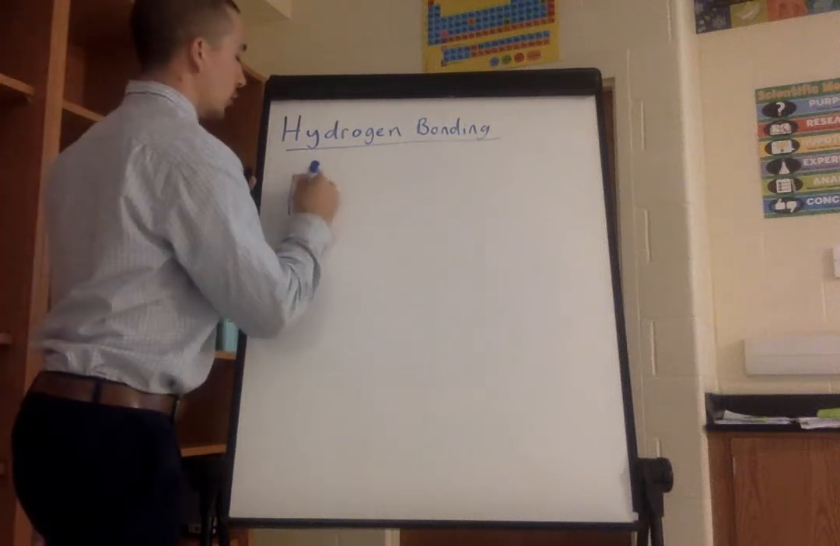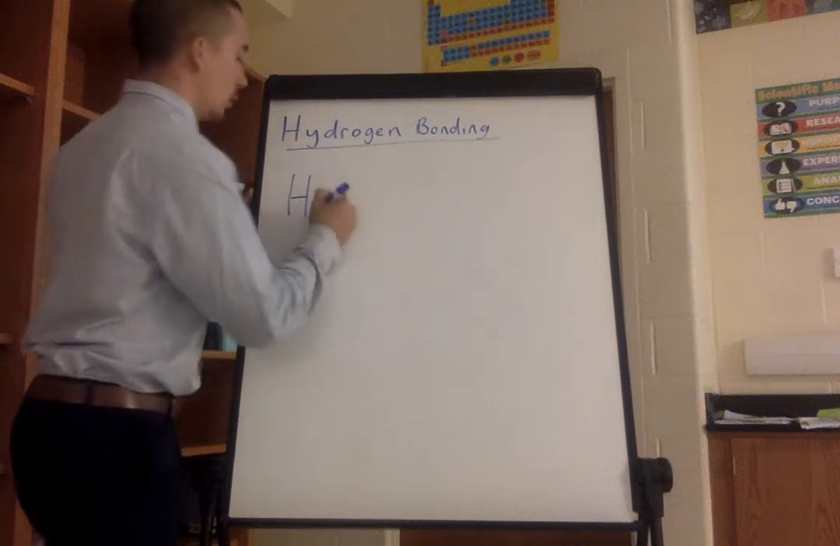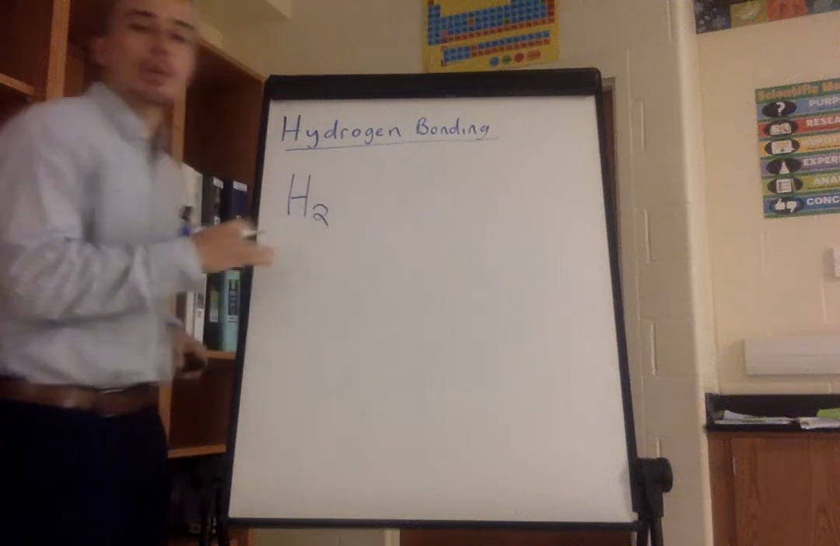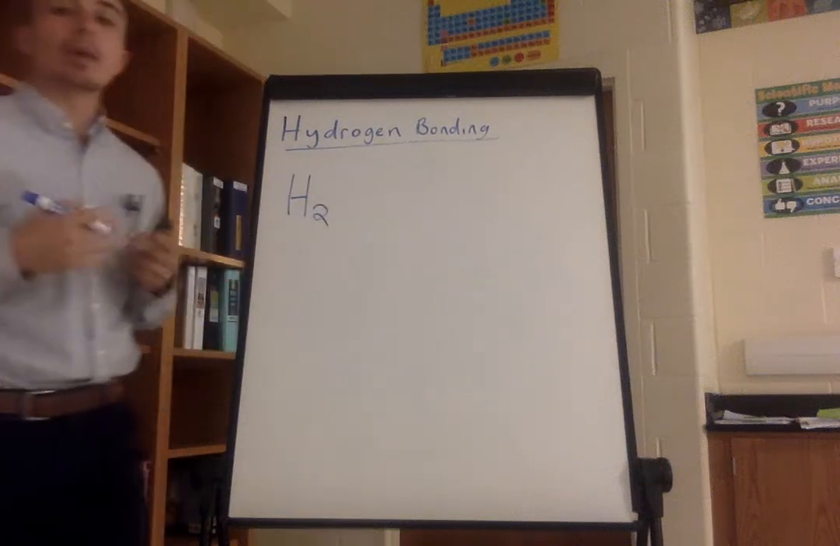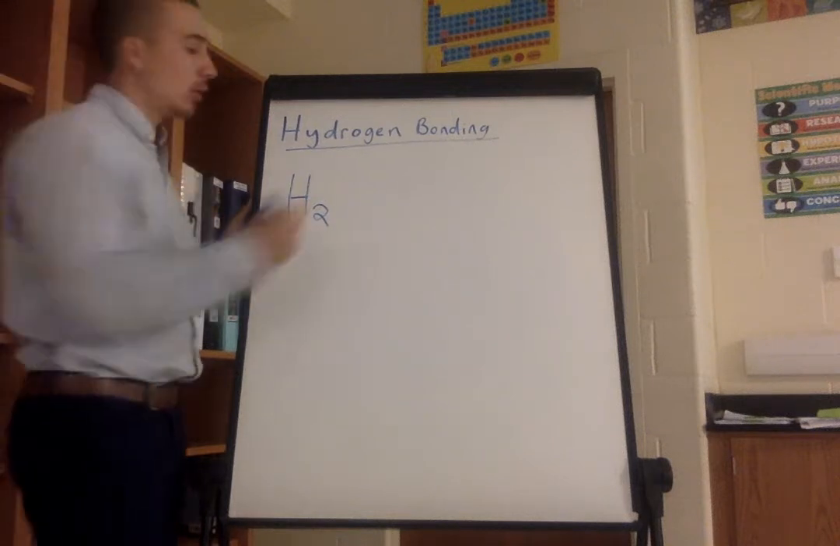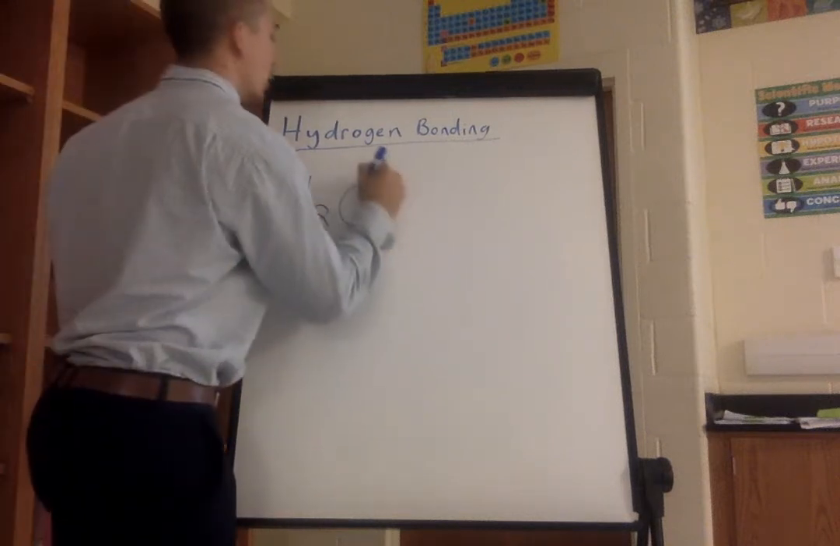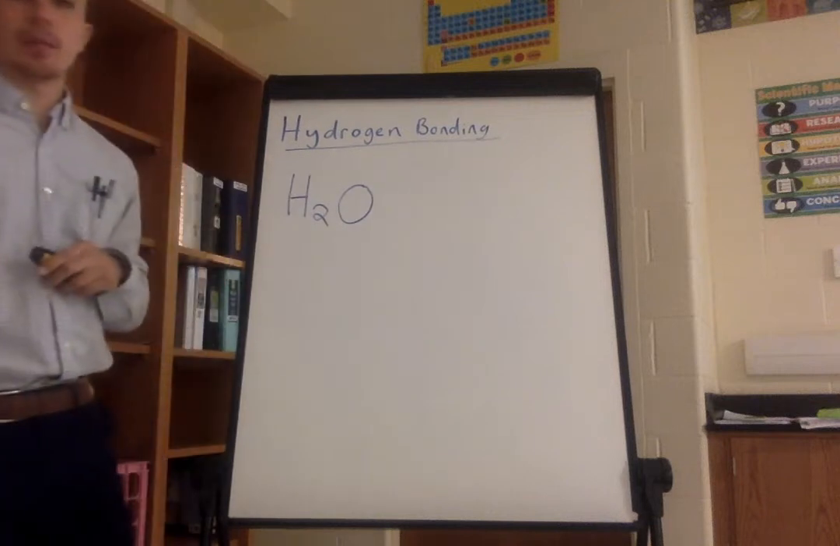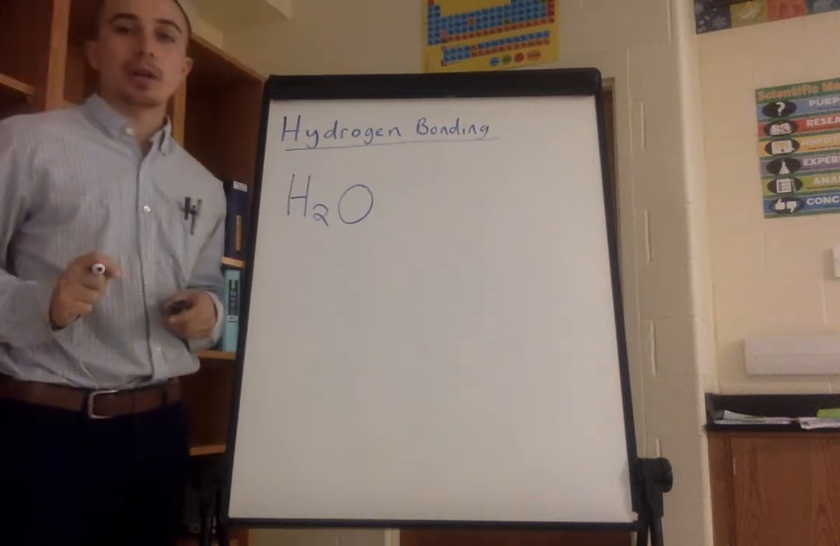Now, first thing we need to do is write out the formula. So H, and it's 2. Don't worry about why it's 2 right now. Just know that to make water, you need 2 hydrogens, so we're going to put a 2 next to it. And you need an oxygen, like so. If you ever need to pause the video, feel free to pause the video.